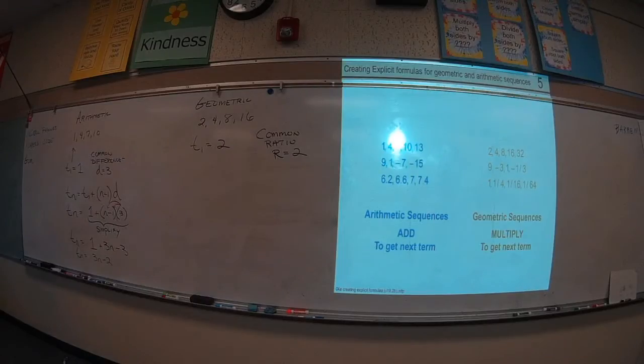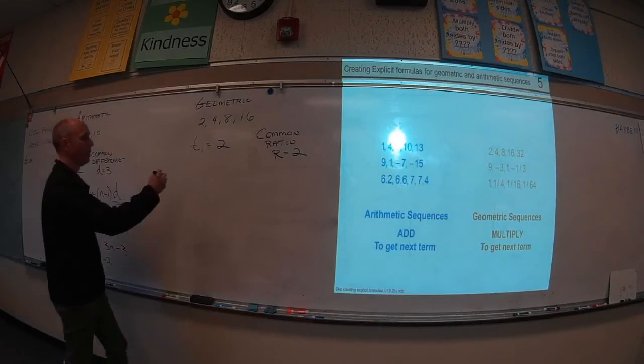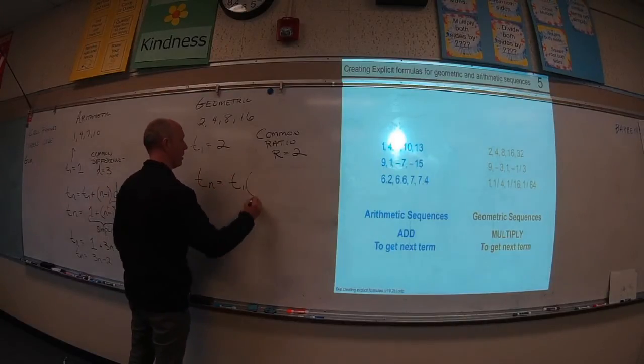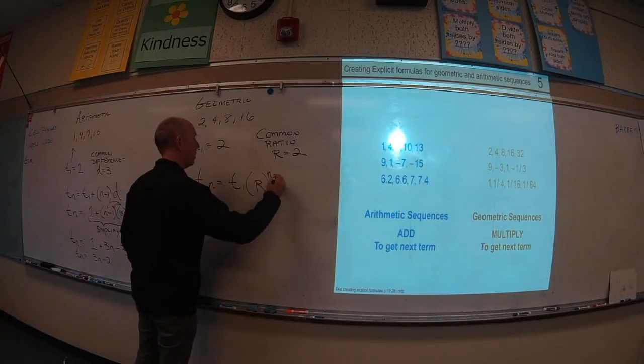Now for the geometric, here's the geometric equation. T sub n equals t sub 1 times r raised to the n minus 1.